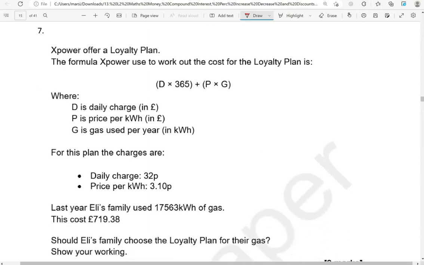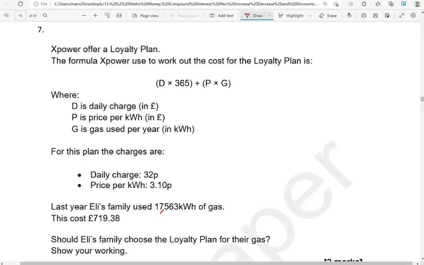Xpower offer a loyalty plan. The formula Xpower used to work out the cost for the loyalty plan is D times 365 plus P times G, where D is daily charge in pounds, P is price per kilowatt hour in pounds, G is gas used per year in kilowatt hour. For this plan the charges are daily charge 32 pence, price per kilowatt hour 3.10 pence. Last year Ellie's family used 17,563 kilowatt hour of gas. This cost £719 and 38 pence. Should Ellie's family choose the loyalty plan for their gas, show your working.